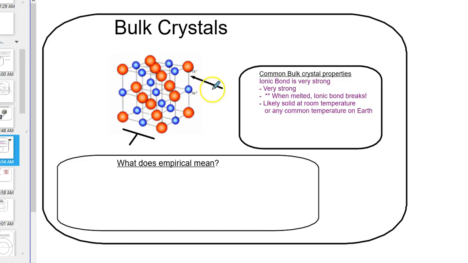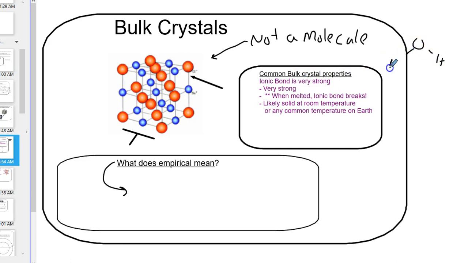Alright, bulk crystal. Fill in your definition of empirical formula, simplest ratio. Again, this is our first property of ionic compounds. This is not a molecule. A molecule, like let's say water, has single bonds and double bonds. It's very strong because it's very interconnected.